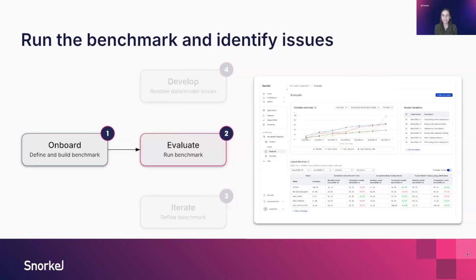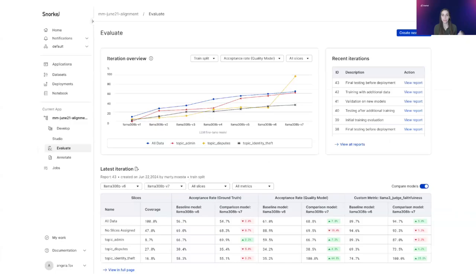Awesome. So once you've defined all of these artifacts, we move to step 2, and that is evaluate. In this step, you are running the benchmark. In our product, you can see here the evaluate page, and on this page, you can see how your model is performing. The data, those reference prompts that we talked about, as well as all of the responses from your current version of your model, are fed into this benchmark, and then you can see performance across different slices and criteria.